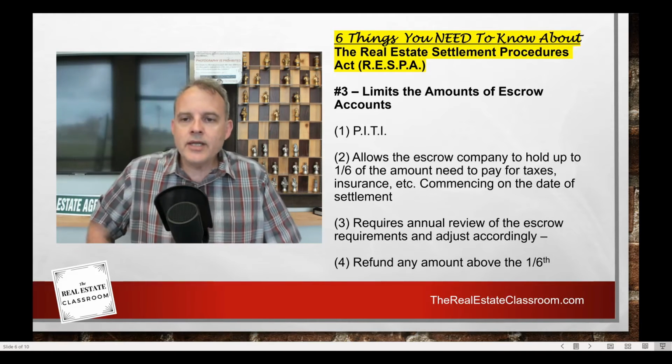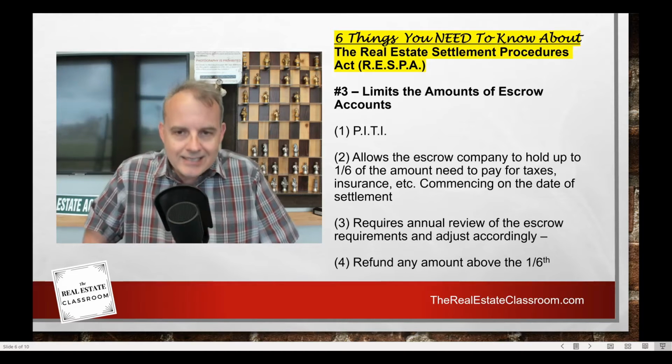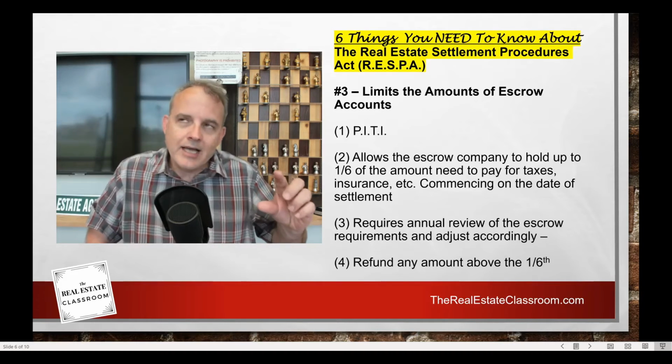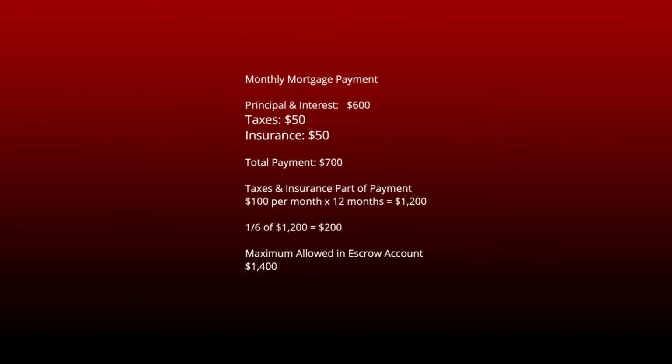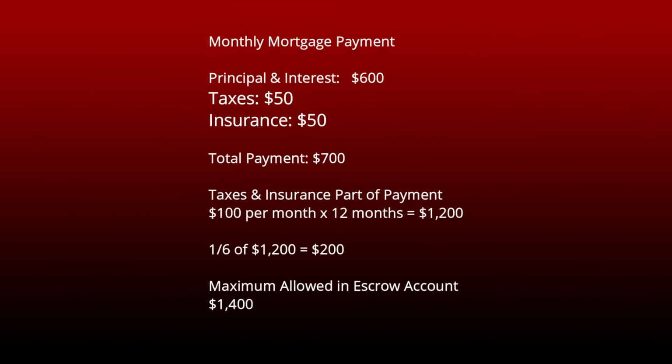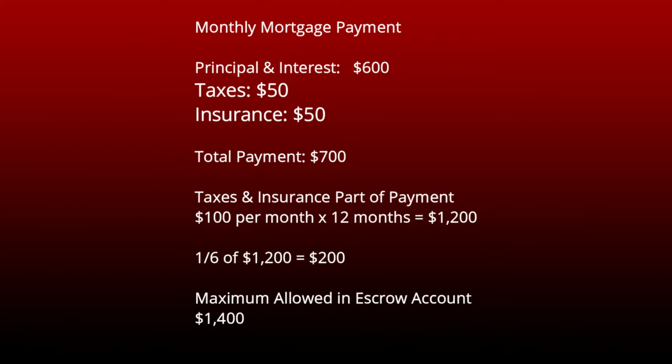And it only allows an escrow company to hold up to 1/6 of the amount that's needed, in addition to the amount that's needed to pay the taxes. So they're allowed to have a little overage. But now, as you can see on your screen, if you only needed $1,200 a year to pay your property taxes and your homeowner's insurance, then the most in any given 1 year period that the escrow company could have in your account is $1,400. So they would be allowed to have a $200 cushion there.